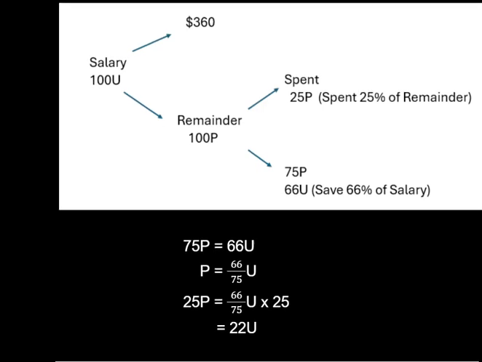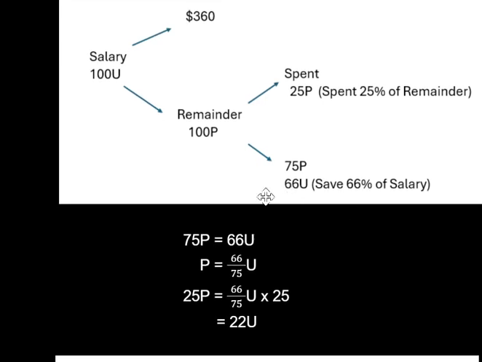Okay, now we have all these numbers, we can start to work. We know that 75P is equal to 66U. P must be equal to 66 over 75. What I want to find is how many U here, because if I can find the U value, I can find the total U. So I take 25P is equal to 66 over 75U times 25, which is equal to 22. So now I know this is 22, this is 66.